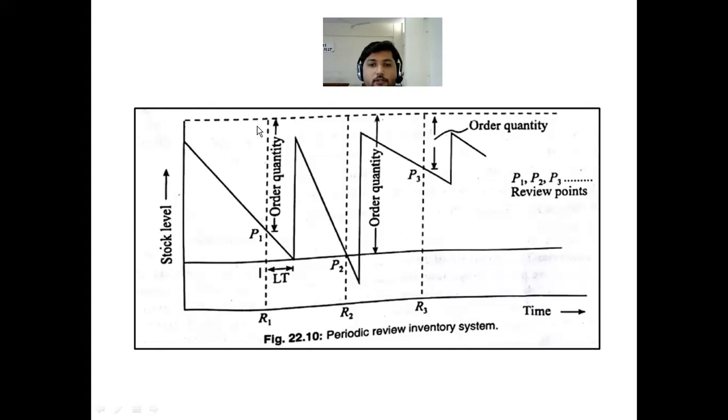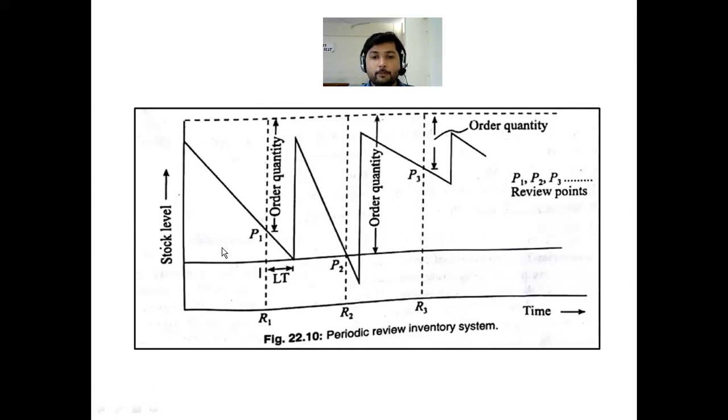Once it reaches this point, we need to review the ordering quantity, or we need to review the inventory of a particular good. So at this point or at this period, the reviewing action will take place, and according to that the order will be placed.